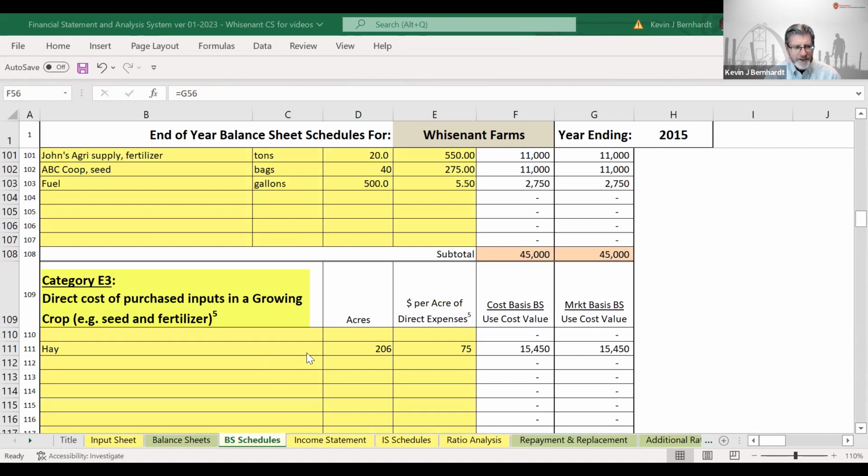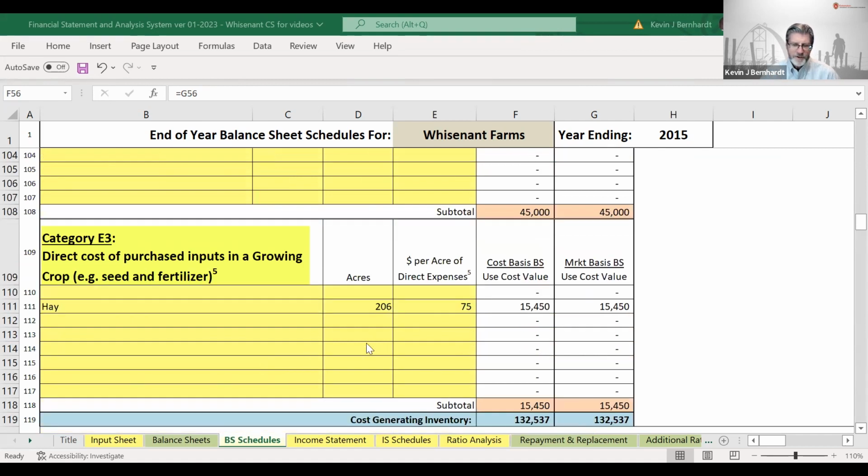Category E3 is also a purchased input, but this is for purchased inputs that are out on the field and the crop hasn't been harvested yet. So this is that situation when we have a growing crop. How do we value something that's a growing crop? Certainly there's a value there. If we were to close out the business today, which is what the balance sheet shows, then there's a value in that growing crop. But if that crop was planted 2 weeks ago versus that crop that's about to be harvested, those are two very different potential values. And yet both of them could end up suffering some big weather event and never be harvested at all. So how do we deal with that?